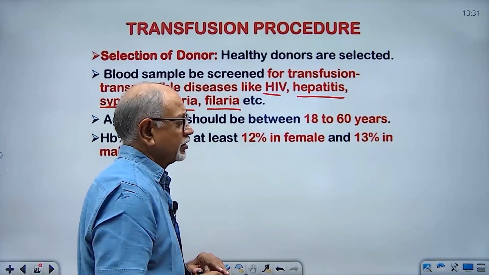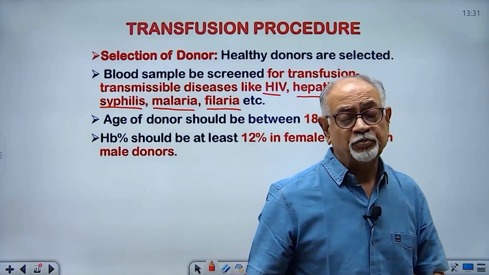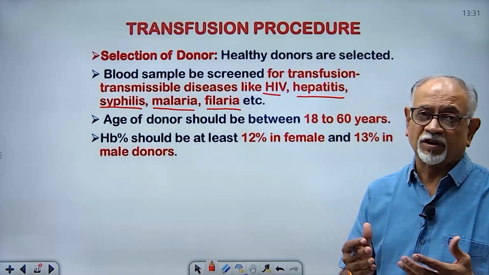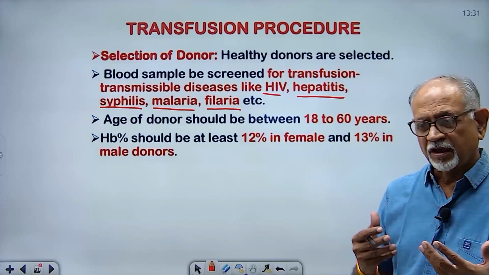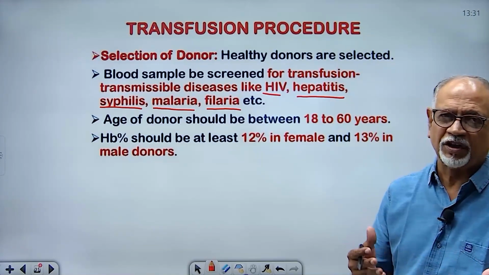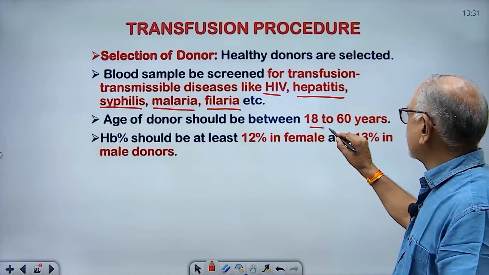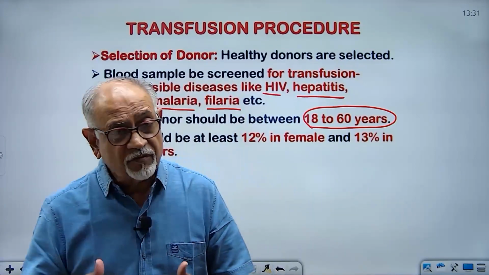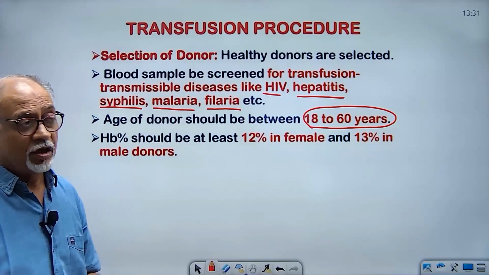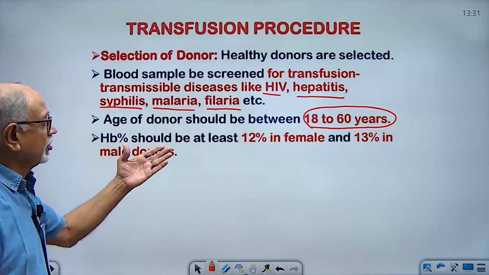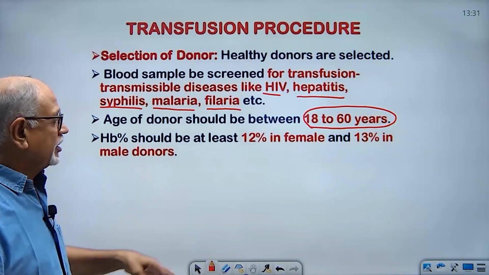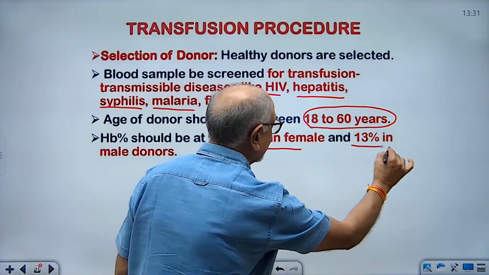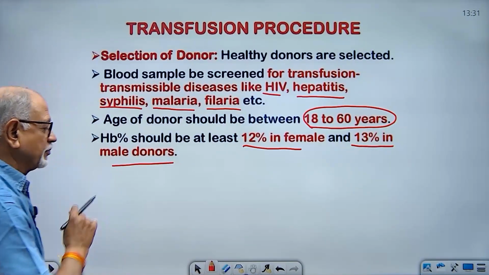Age of the donor is again important, because some of the blood cells, when become old, they do not work properly, they become senile and they are destroyed very easily in the recipient blood. So, the age should be between 18 to 60 years. Again, very important criteria to be considered is the percentage of hemoglobin. It should be at least 12% in case of female donors and at least 13% in case of male donors.